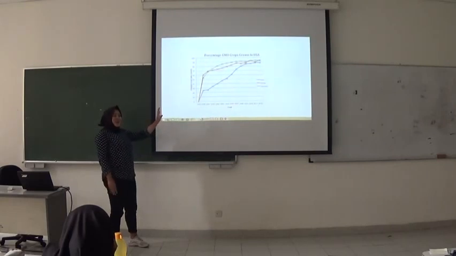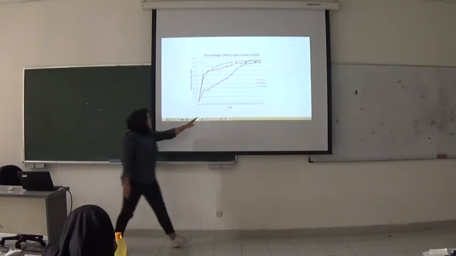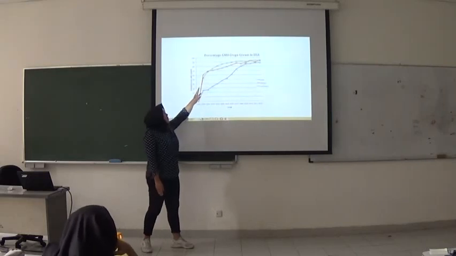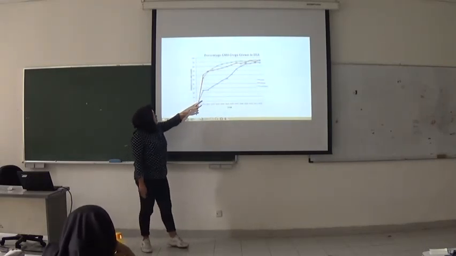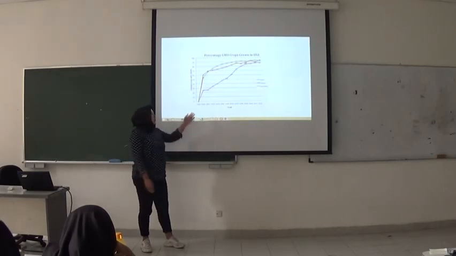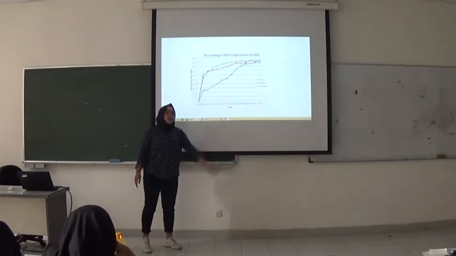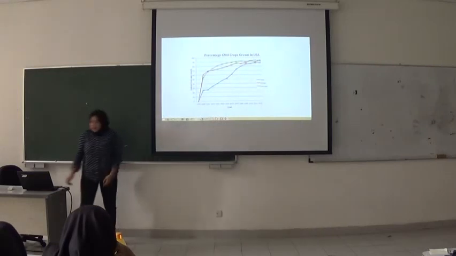Okay, so these are graphics from the USA that I took from my observation. The green one is soybean, the red one is cotton, and the blue one is corn. So you have to see that GMO products are increasing from year to year.